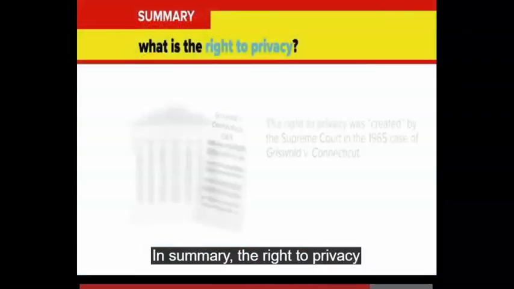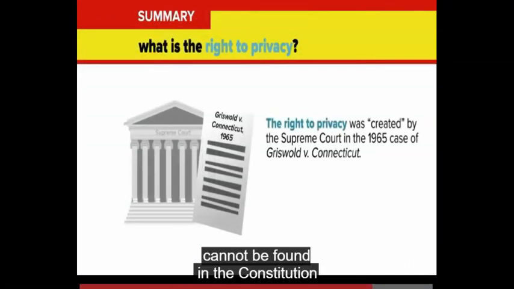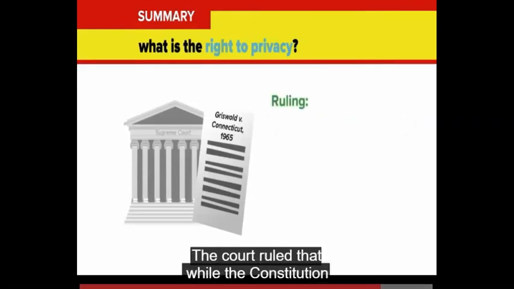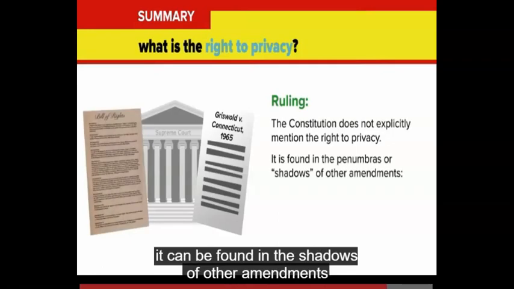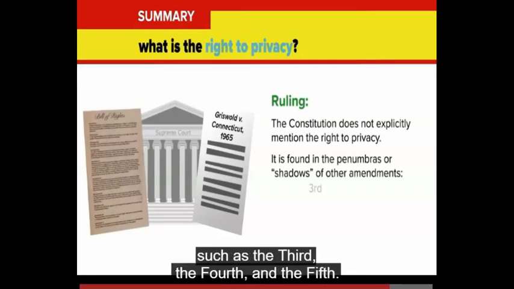In summary, the right to privacy cannot be found in the Constitution, but was instead created by the Supreme Court in the case of Griswold versus Connecticut. The court ruled that while the Constitution doesn't explicitly mention the right to privacy, it can be found in the shadows of other amendments, such as the 3rd, the 4th, and the 5th.